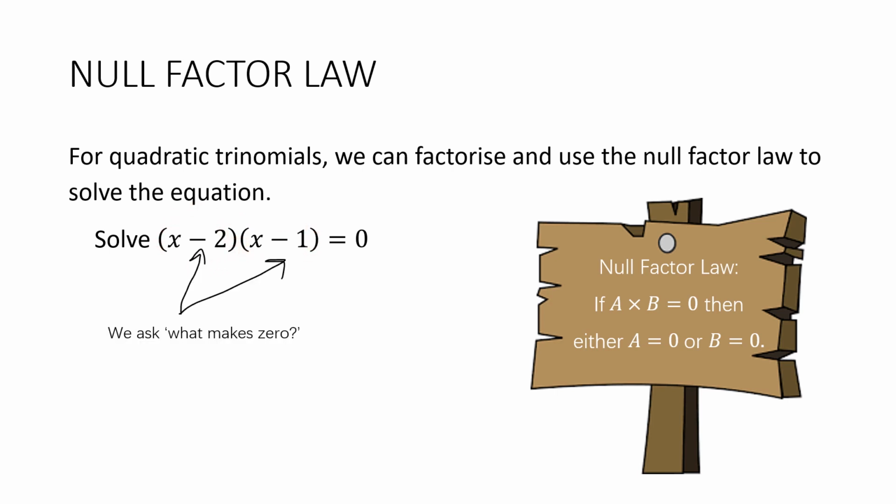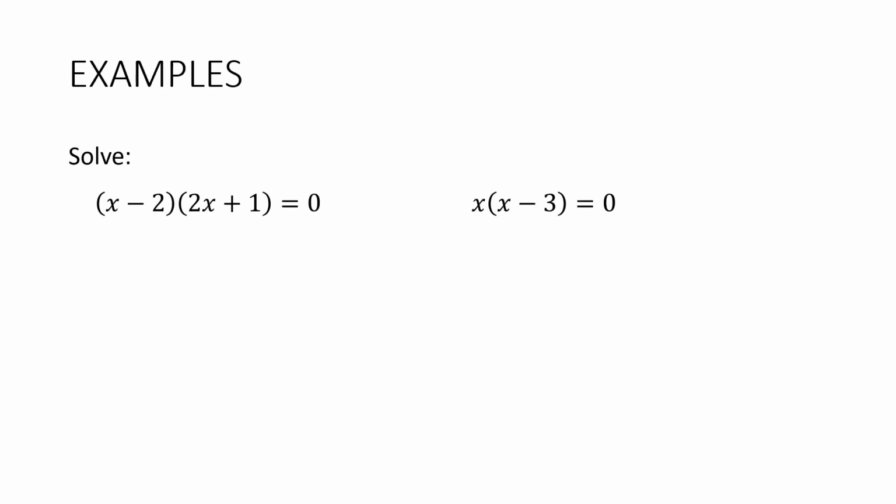So all we do is ask, in each case, what x makes 0. So what makes 0 here? 2. And what makes 0 here? 1. And that's our solution. Let's look at a couple of examples. Solve (x minus 2) multiplied by (2x plus 1) is equal to 0. So either this is equal to 0 or this is equal to 0.